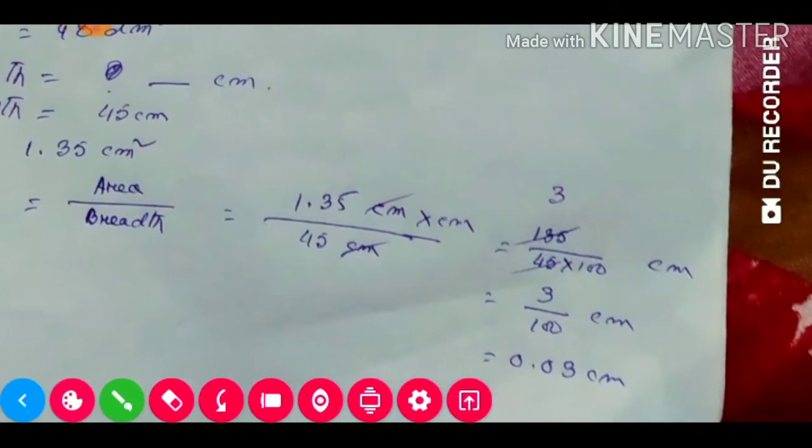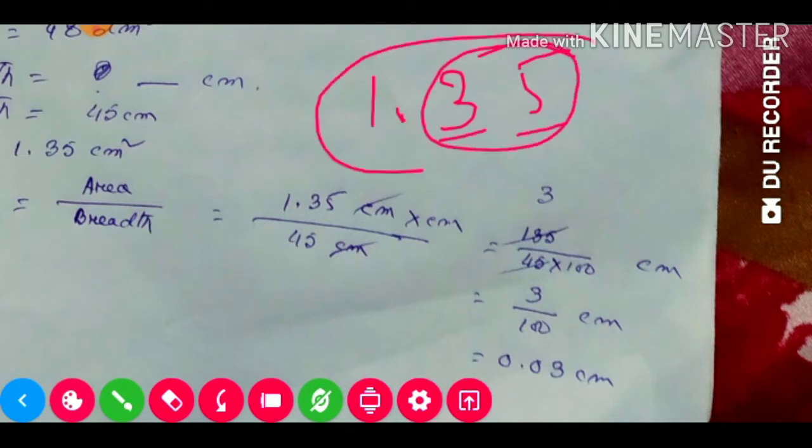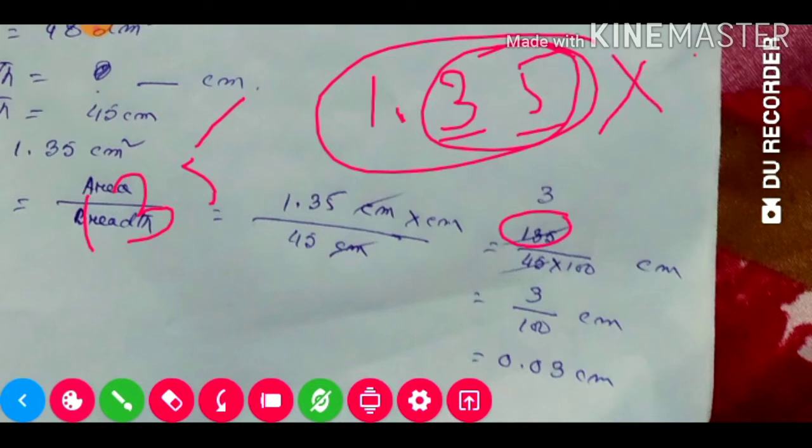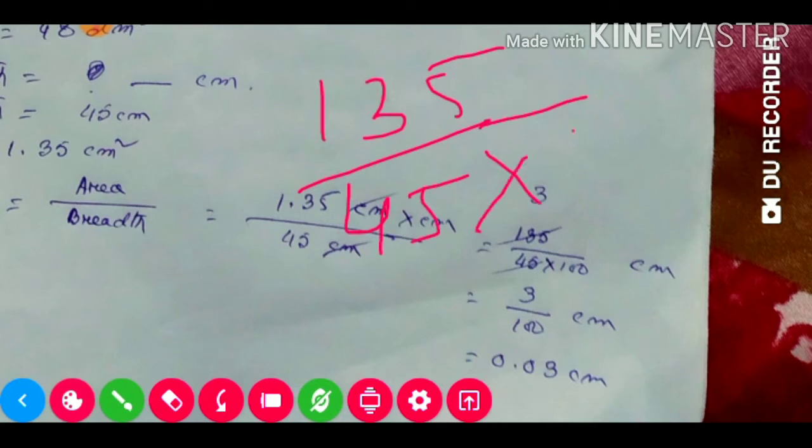So see here. 1.35, after the point how many digits are there? 1, 2. That means 100. If we multiply this number by 100, it will be 135. Because we are giving an extra 100 on the numerator, the denominator also we need to multiply by 100. So the denominator is also multiplied by 100. Now 135 divided by 45 into 100. So 45, how many times is this divisible?